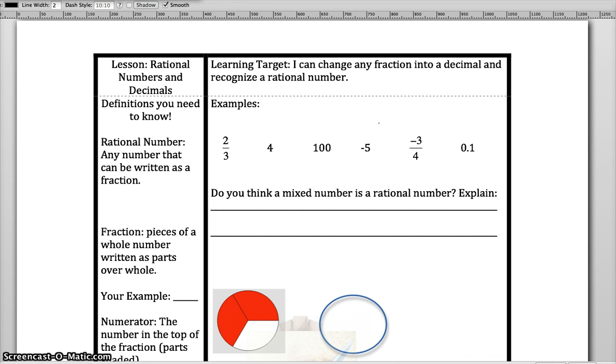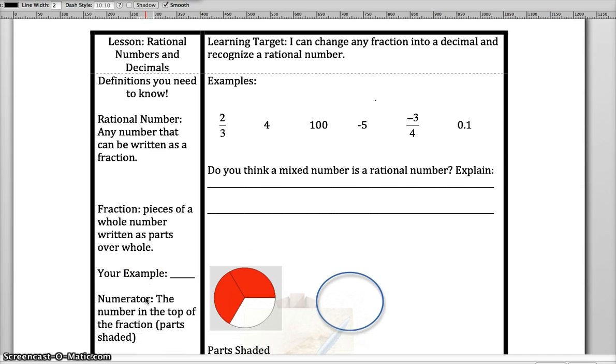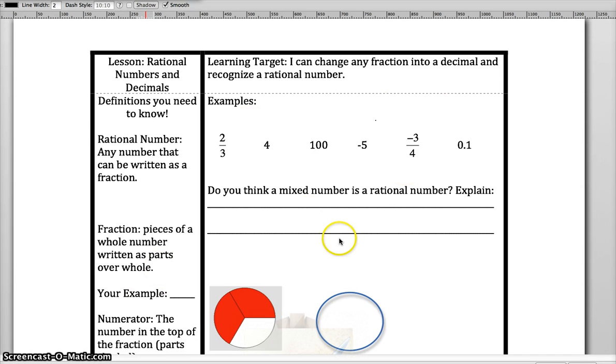And if you look on your screen, you'll see that we kind of have a new setup for our notes. This is what I'm going to be using for this month to show you the lessons that we're going to need to learn. In this column, you're going to have definitions that you need to copy down. And then on this column is where we're going to be doing our notes.